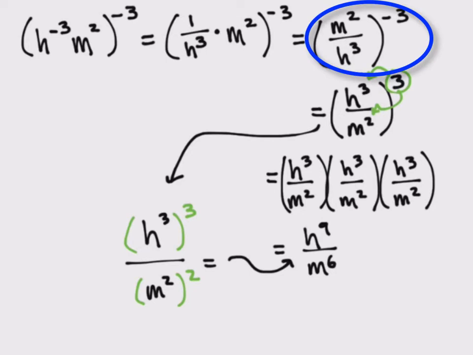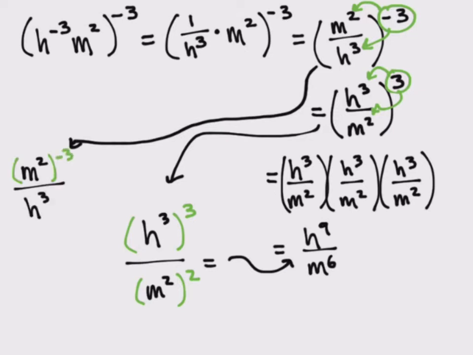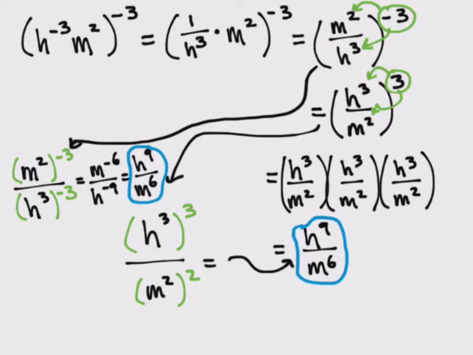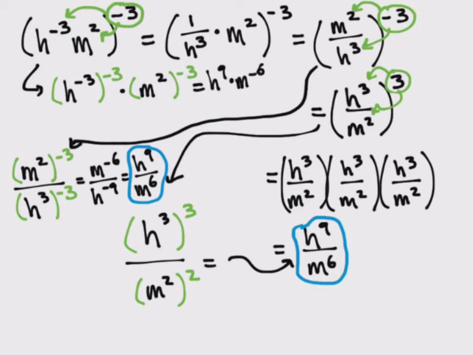And note to self, from this step, you actually could have done the same thing. You could have applied this exponent of negative 3 to both the m squared and the h to the third. And we see that we end up with the exact same result. And in fact, from the very beginning, you could have applied this negative third power to both the h to the negative third and the m to the second. And again, you obtain the exact same result.